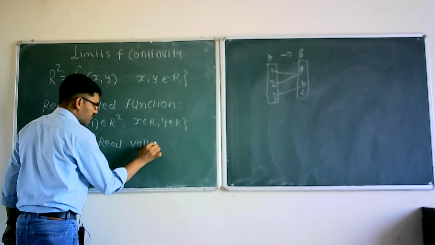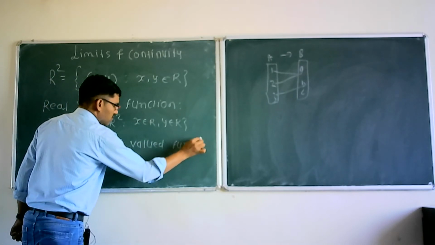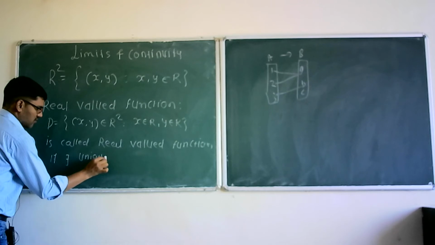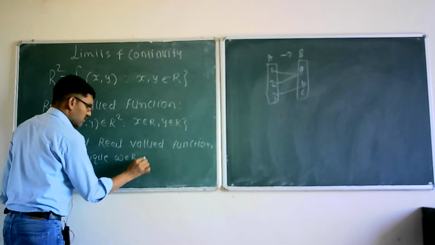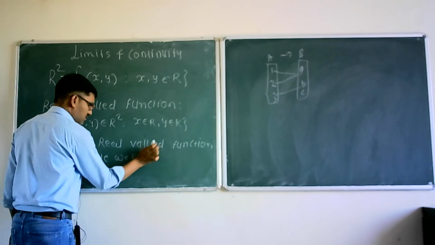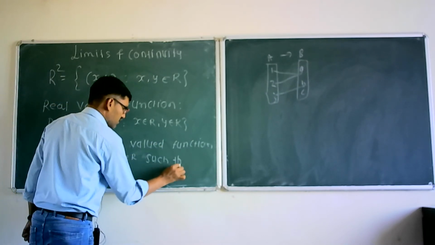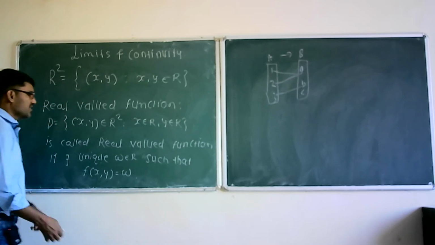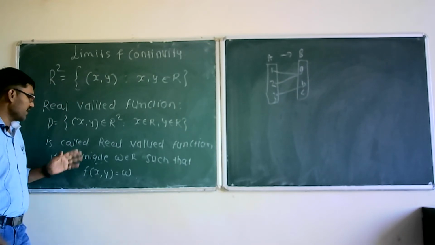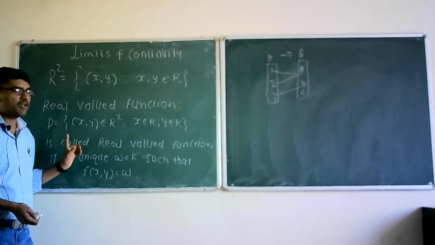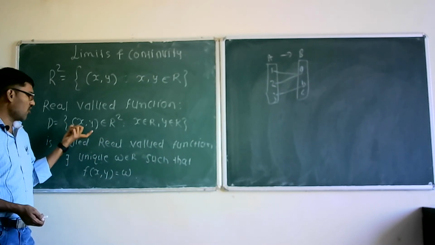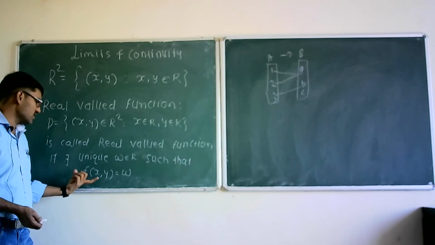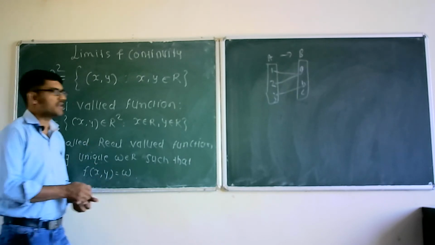A real valued function: if there exists a unique W belonging to R such that f of xy is equal to W for every xy belonging to D, then we can say that f is a real valued function from D to R. For every ordered pair xy in D, if there exists a unique W in R such that f of xy equals W, then f is a real valued function.